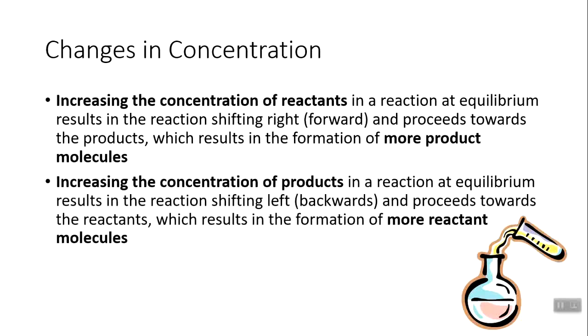Increasing the concentration of products in a reaction at equilibrium results in the reaction shifting left, meaning it goes backwards. So product to reactant, it proceeds towards the reactants, which results in the formation of more reactant molecules.